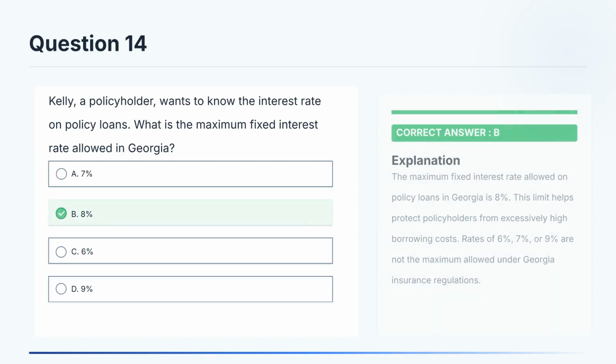The correct answer is B. 8%. The maximum fixed interest rate allowed on policy loans in Georgia is 8%. This limit helps protect policyholders from excessively high borrowing costs. Rates of 6%, 7%, or 9% are not the maximum allowed under Georgia insurance regulations.